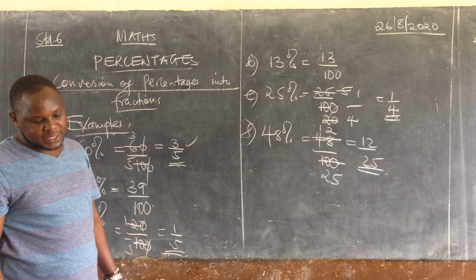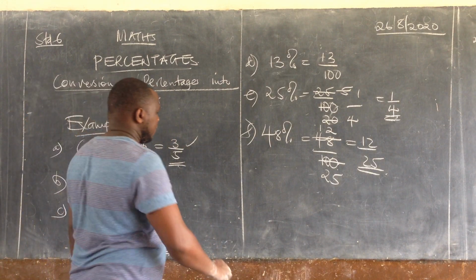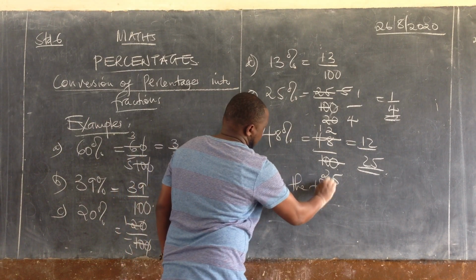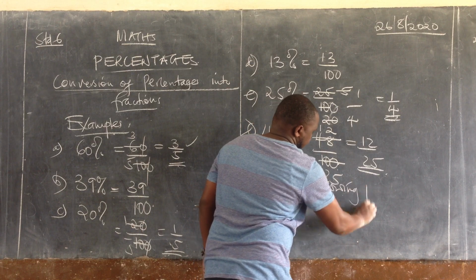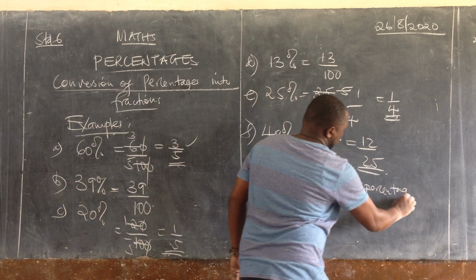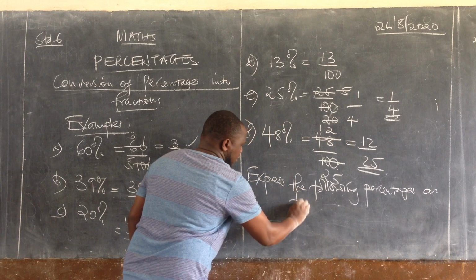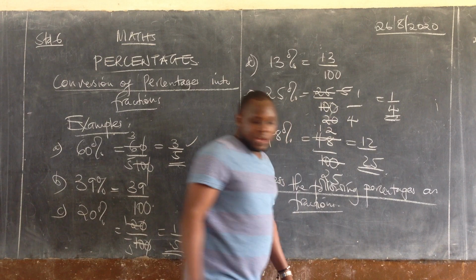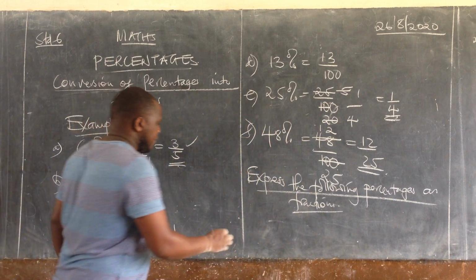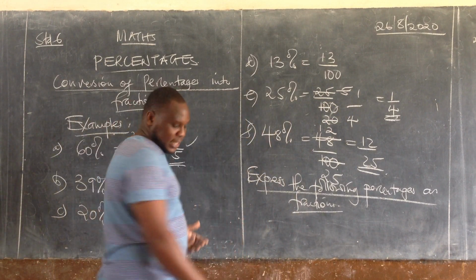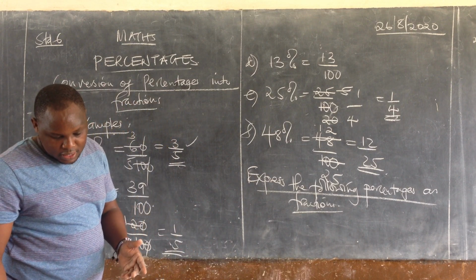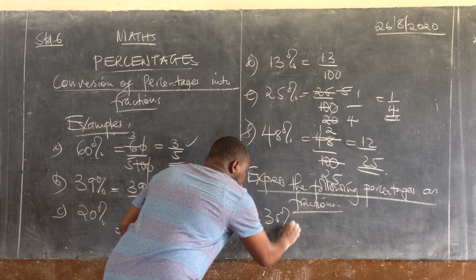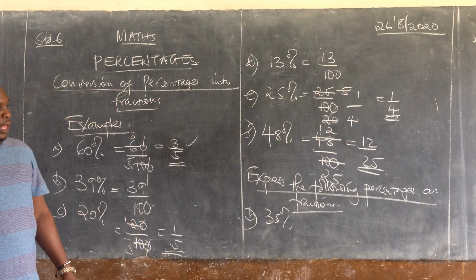Express the following percentages as fractions. Here we are given two questions. A, of course we have done that one, it's 20%. Then the other one is 5%. So we need to do the B part of it, that 5%. Express that 5% as a fraction.